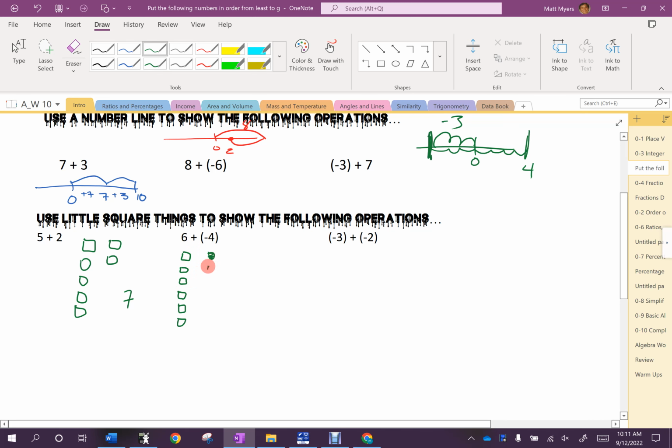Right. I could draw 4 more, and then they would cancel, right? Or I could color in 4 of them, they would be negative. And my answer would be 2, yeah? What do I do for this one?